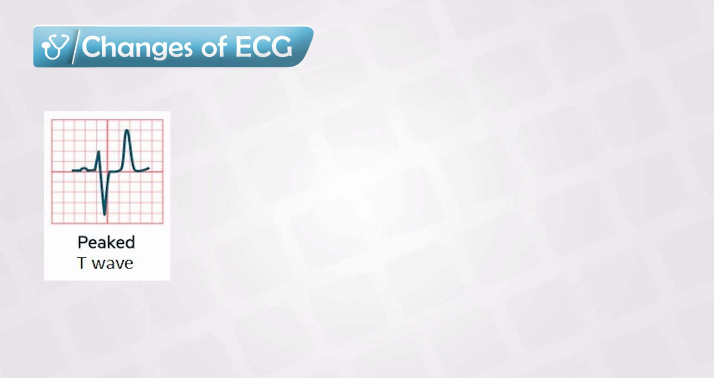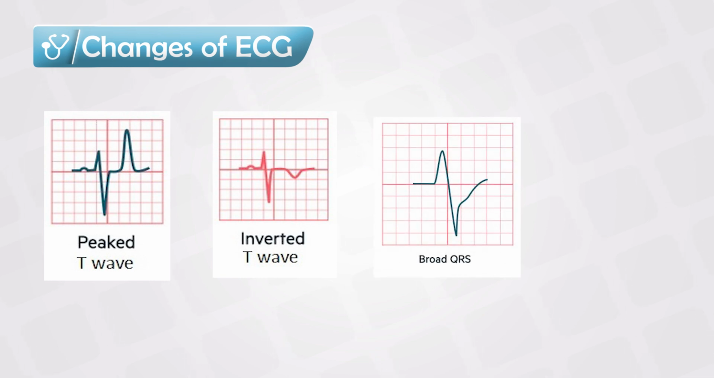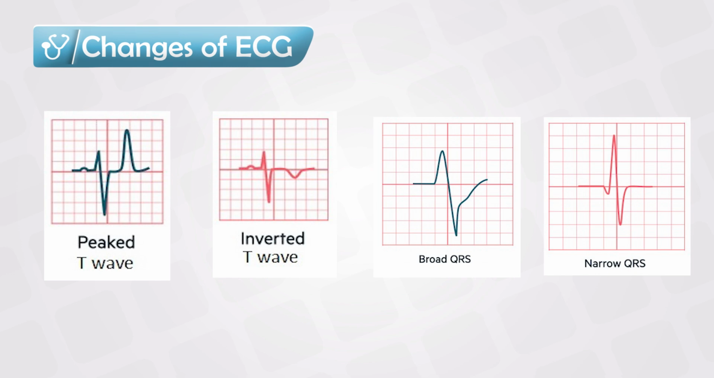Now that we understand the basics, which are the P wave, the QRS complex, and the T wave, we can make comments on these waves, such as a peaked T wave, or an inverted T wave, or a wide QRS complex, or a very narrow QRS complex.